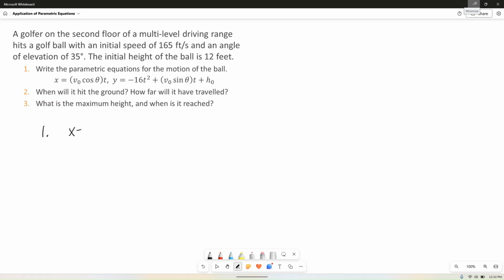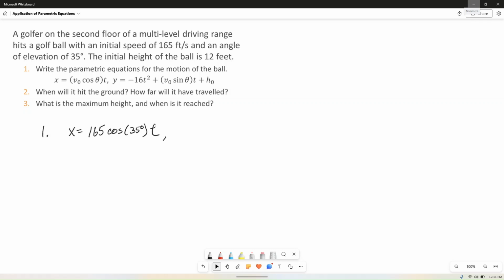We know x is equal to the initial speed times the cosine of the initial angle times t. So x equals 165 cosine of 35 degrees times t. The t is outside of the cosine. It's not cosine of 35t. It's cosine of 35, and then that's times t. You could figure out what 165 cosine of 35 degrees is as a decimal and put it in front of the t, but I'm not going to do that here. I'll leave it the way it is, for accuracy purposes.